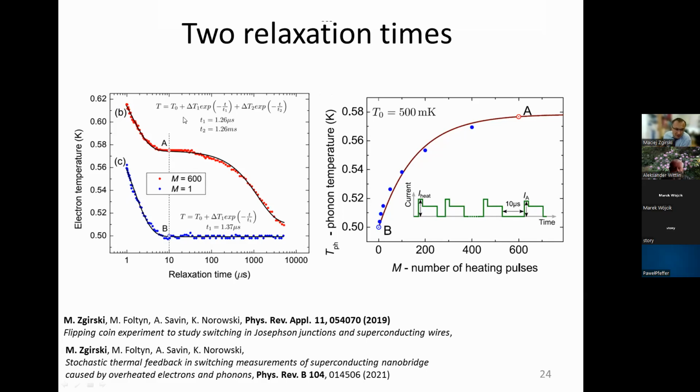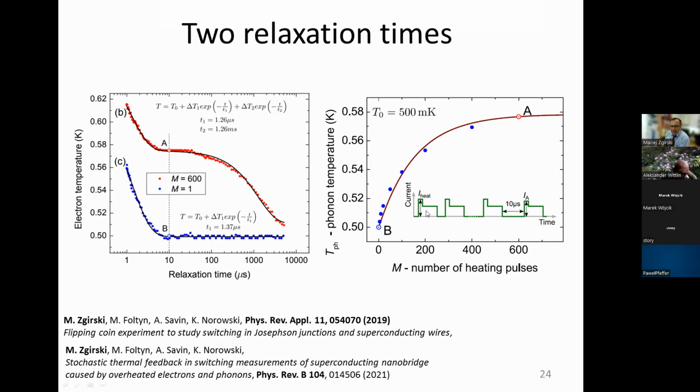So it turns out that this first time is the relaxation time associated with the time that electrons need to relax with phonons. And the much longer time, above 1 millisecond, is the time for relaxing local phonons with the bath. So in this experiment we can see the separation of these two times. One is fast, one is slow.